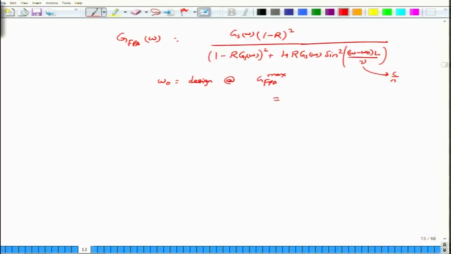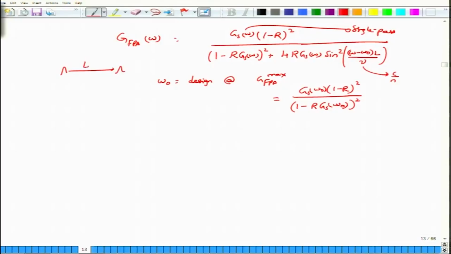Well, when omega is equal to omega naught, you have Gs omega naught (1 minus r) whole square divided by (1 minus r Gs omega naught) square, because you will get a maximum gain when the sine square term goes to 0. This term could have gone negative, but because it is a sine square term, it will not, and Gs is always a positive quantity because this is the gain of the basic material, sometimes also called the single pass gain.